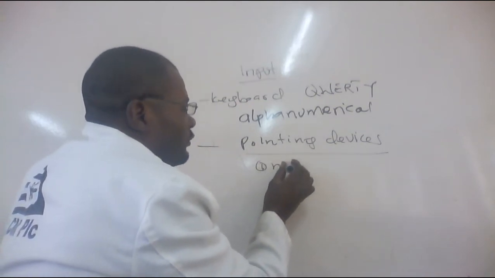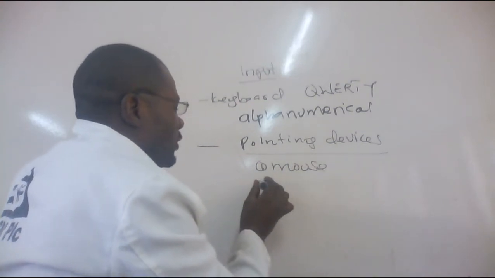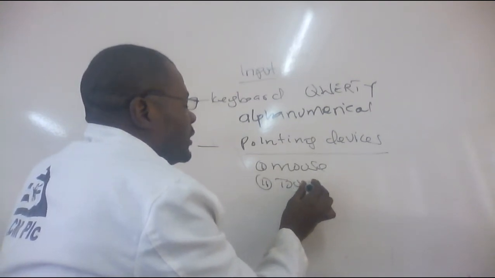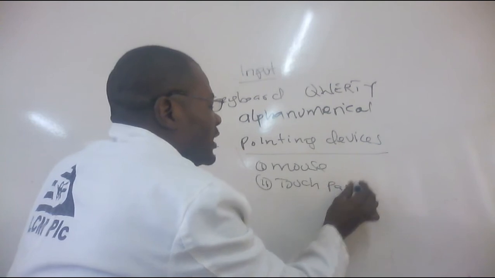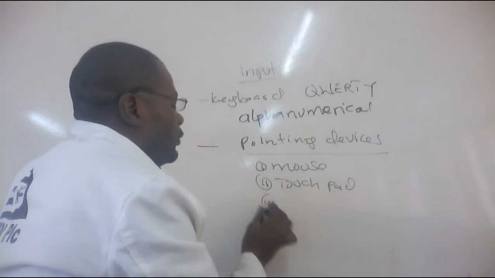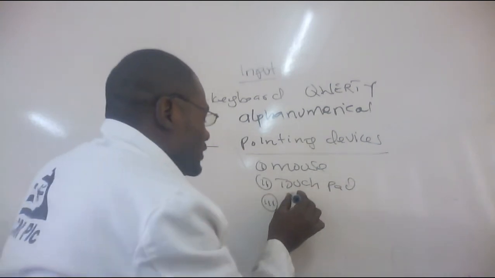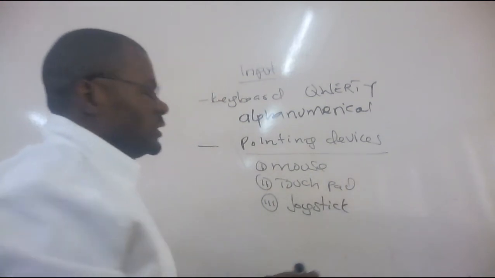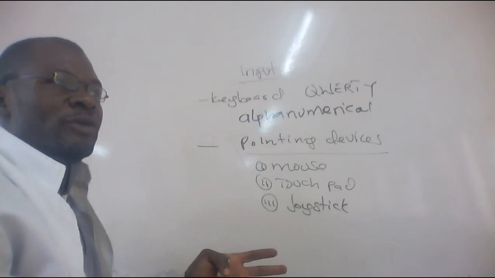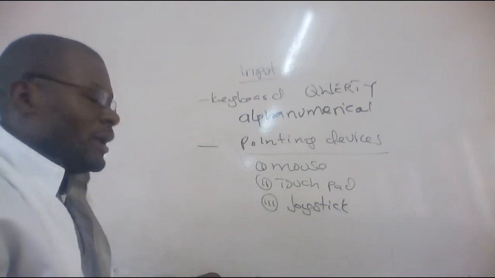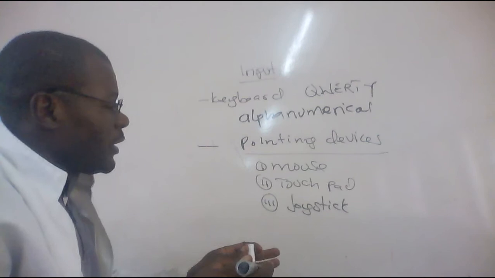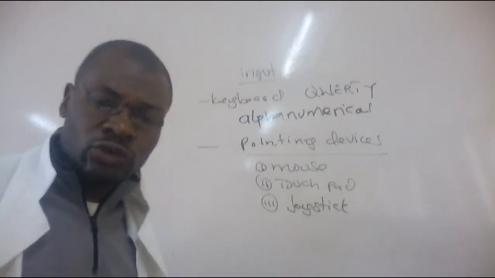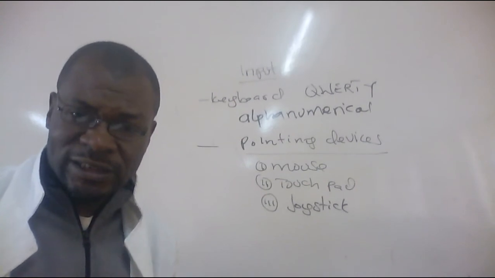One, like I said, we've got a mouse. We have what we call a touchpad. Let me show you a touchpad. And we have a joystick. Joystick, any other type of pointing device. Let me see if I can remember some more. If I remember, I will put it up there. But I want to show you the devices listed here.